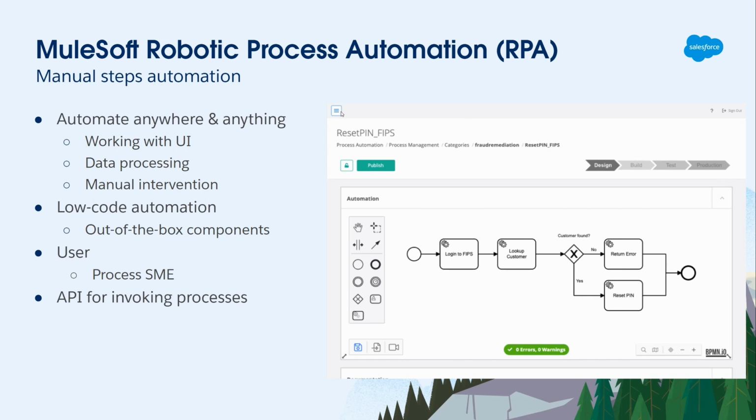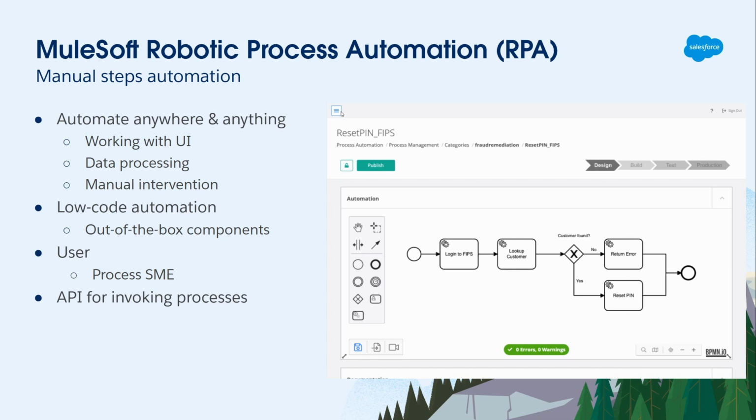The MuleSoft Robotic Process Automation tool, for short, RPA. This is a perfect tool for automating manual repetitive steps. I like this tool because it allows you to automate nearly anything and anywhere. So you can automate, for example, user interfaces like desktop applications or web pages, going through pages, or you can automate working with legacy applications that do not provide a modern API that you would normally use.